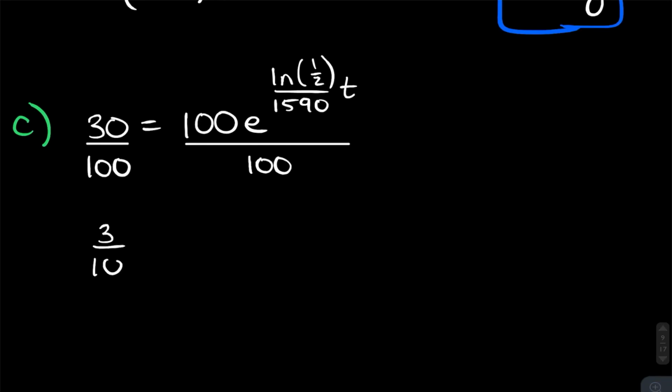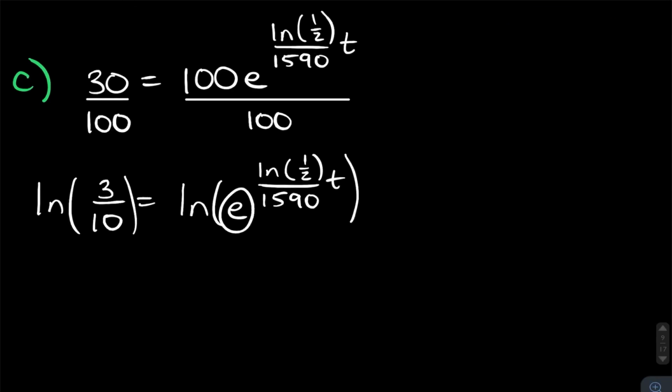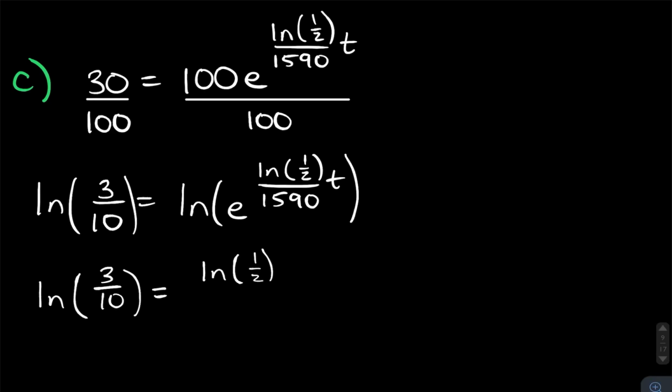So 30 over 100 is going to be 3/10. We don't need to put that in our calculator really. We can leave it as a fraction for now. Then we're left with e to the natural log of 1/2 over 1590 times t. To solve for t, we need to get this exponent out of here. We can't have an exponent with our variable in it. So we take the natural log on both sides. That natural log is just going to get rid of that e, because natural log of e is 1. And when we have a natural log of something to a power, we can move that power out front. So we get that natural log of 3 over 10 is equal to the natural log of 1/2 over 1590 times t.